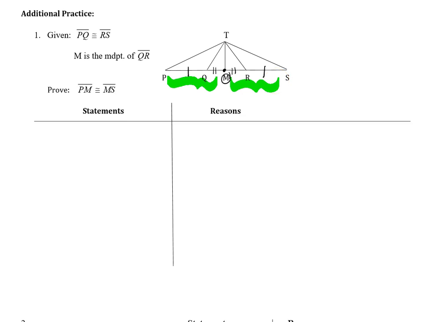Well, this is like adding segments. I know that PQ is congruent to RS. I know that these two segments are congruent after I obviously talk about the midpoint. So if I add these congruent segments together, this whole will equal this whole. Okay, so first our givens.